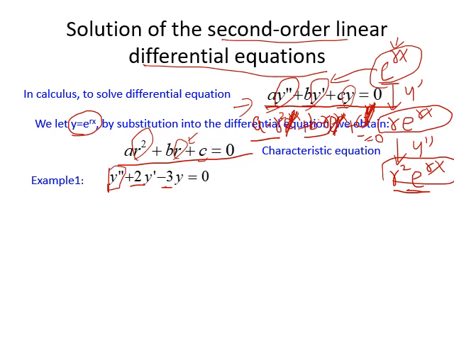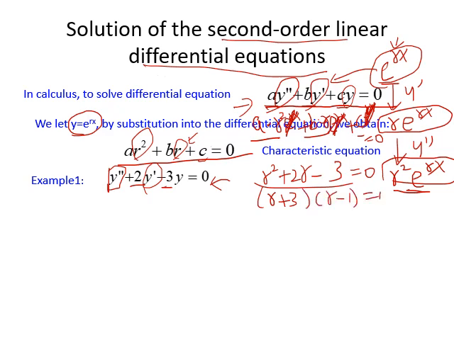So y's second derivative is replaced by r squared, and the first derivative by r, so r squared plus 2r minus 3 equals 0. That's the characteristic equation for this differential equation. To solve this one, we factor it into (r plus 3)(r minus 1). So this is equivalent to this one.